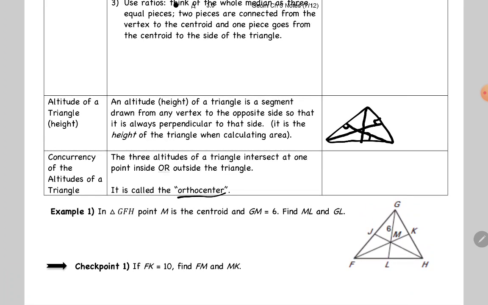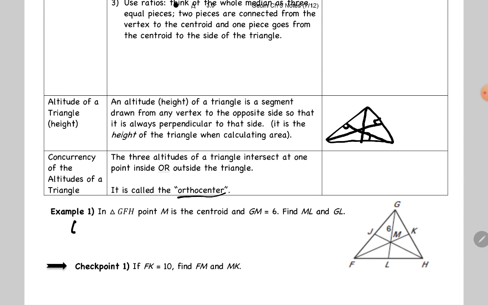In triangle GFH, point M is the centroid, and GM is 6. They give us GM is 6. Find ML and GL.